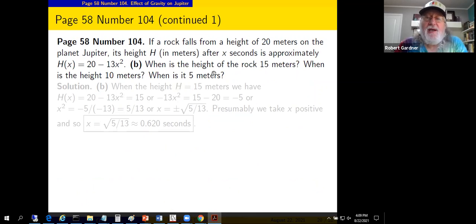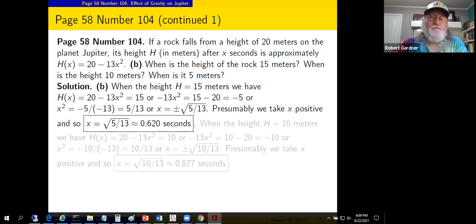Part B, got that restated. When is the height of the rock 15 meters? When is the height 10 meters? And when is the height 5 meters? Well, the height is given by this function. So we want to set the height equal to 15 meters and solve for the time. So we'll set h of x, 20 minus 13x squared, equal to 15 and solve for x. So rearrange, subtract 20 from both sides. That'll produce a -5 on the right-hand side.